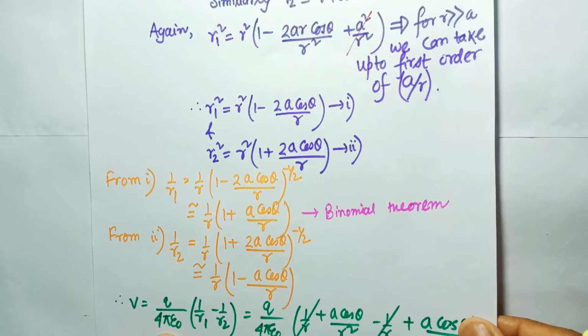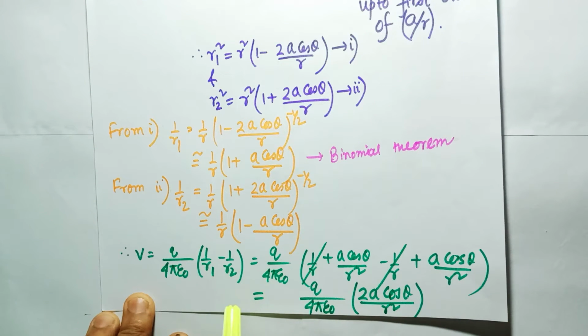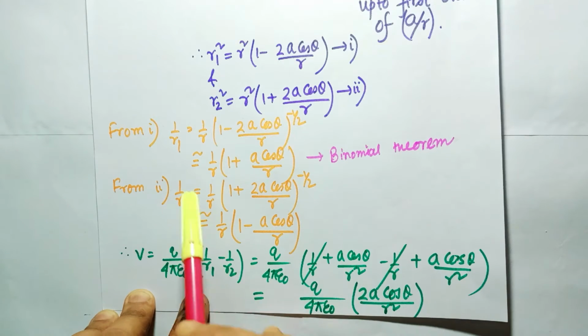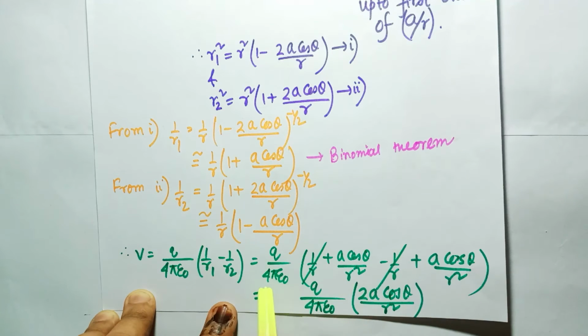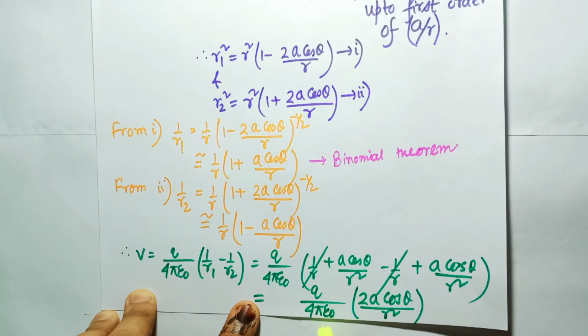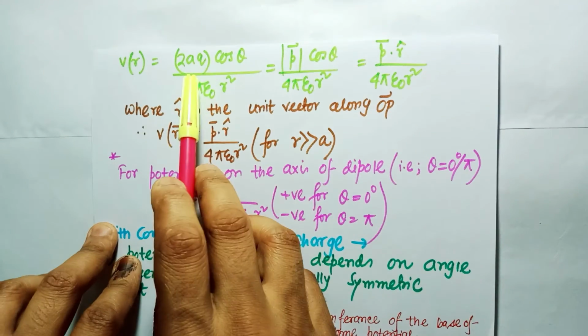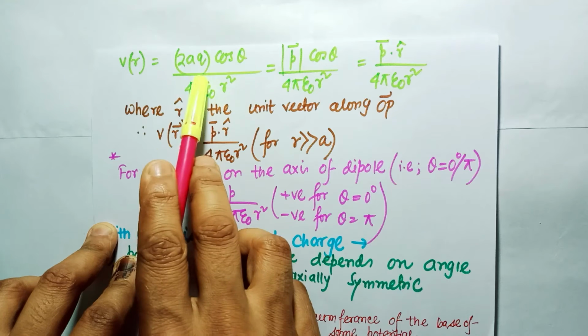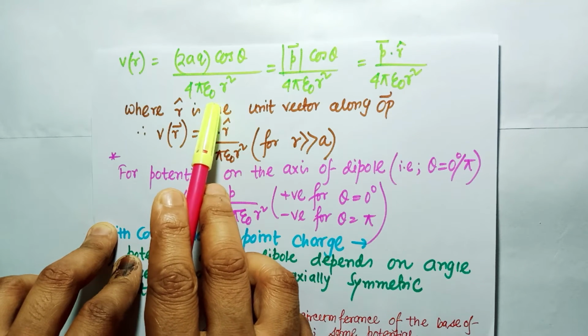Now the expression of V we have is that V is equal to q by 4 pi epsilon naught times 1 by r1 minus 1 by r2. So if I subtract 1 by r1 minus 1 by r2, it becomes q by 4 pi epsilon naught times twice a cosine theta by r square. So now we can see that V(r) is equal to twice a q, we can make it together, times cosine theta divided by 4 pi epsilon naught r square.